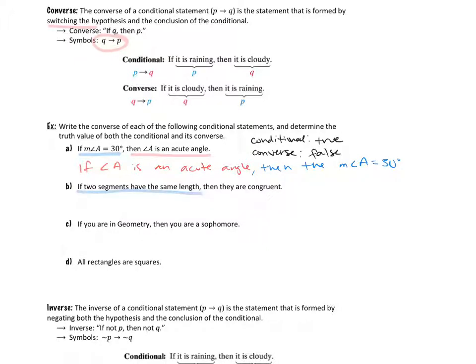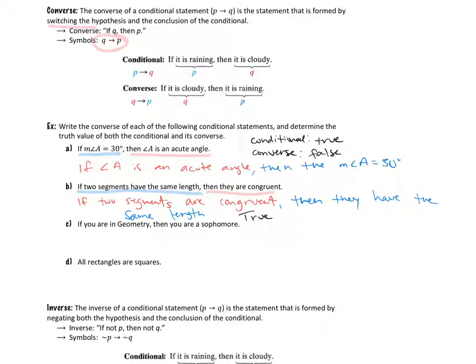If 2 segments have the same length, then they are congruent. So when I rewrite this by switching those 2 parts of the statement, because we're still talking about segments, the noun is going to stay there: if 2 segments are congruent, then they have the same length. Now in this case, the conditional statement and the converse statement are both true, because these are basically the definition of congruent when applied to segments.